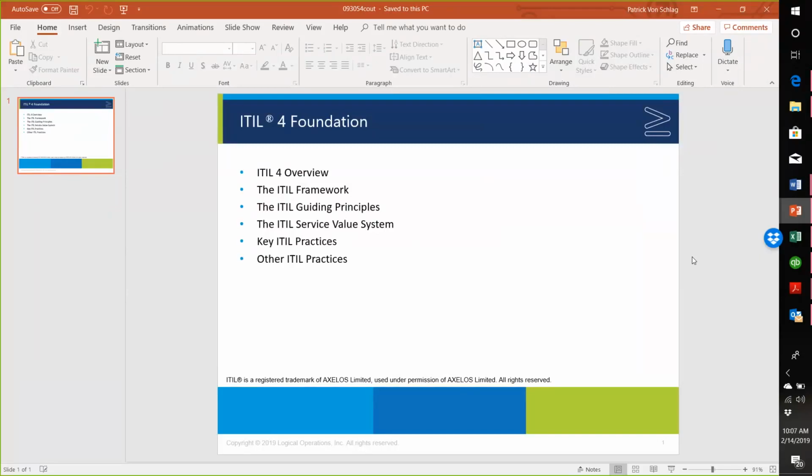So we do a specific lesson on guiding principles. We do a specific lesson on the other core aspects of the service value system. And then we get into the practices themselves.